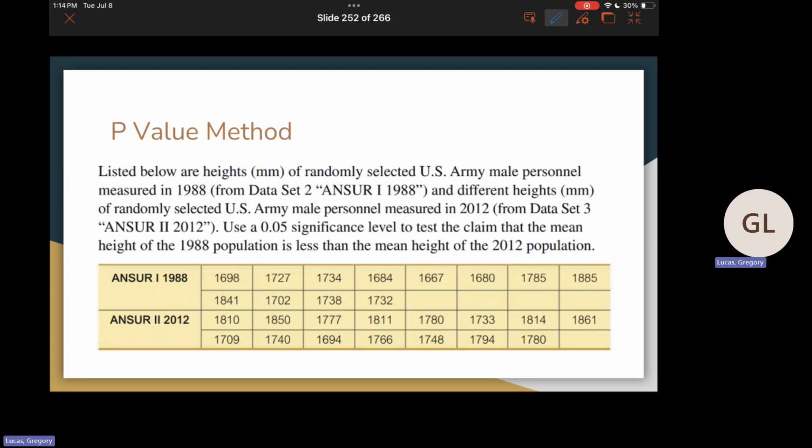Okay, let's look at an example. Listed below are heights of randomly selected U.S. Army male personnel measured in 1988 and different heights of randomly selected U.S. Army male personnel measured in 2012. Use a 0.05 significance level to test the claim that the mean height of the 1988 population is less than the mean height of the 2012 population. Okay. These numbers look big, but be careful of our unit. We have millimeters here.